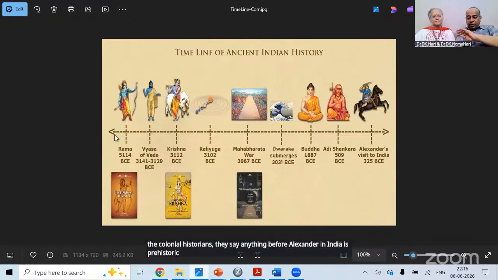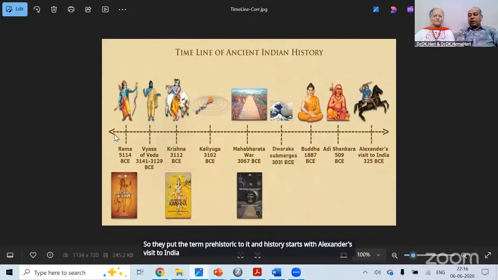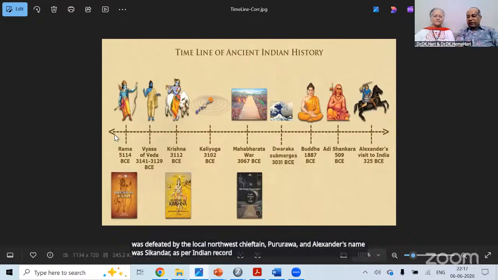So they put the term prehistoric to it, and history starts with Alexander's visit to India. But we have been able to unravel in Bharat Gyan through our works and research and books and films that Alexander, yes, did come up to the boundaries of India, was defeated by the local northwest chieftain Pururava, and Alexander's name was Sikandar as per Indian records, and he returned as a defeated king. But our history goes back not decades or centuries, but millennia before that.